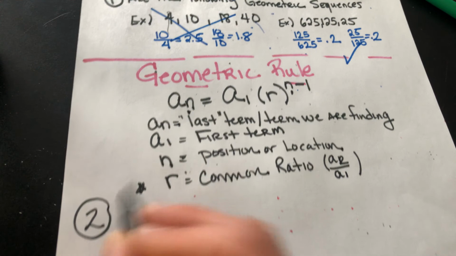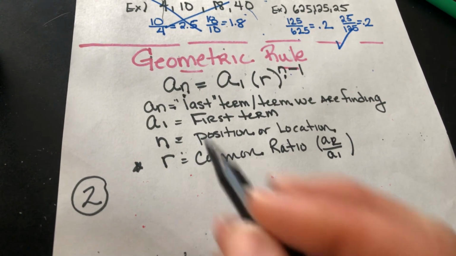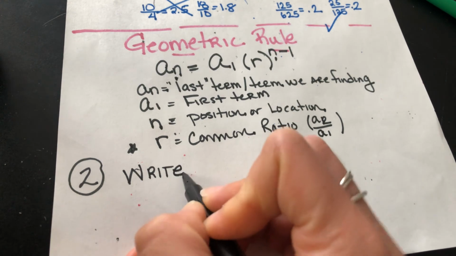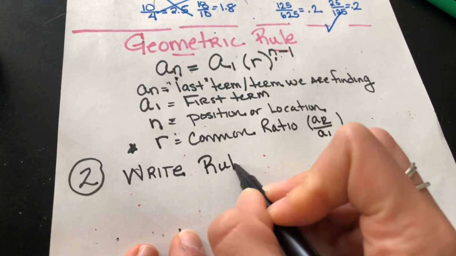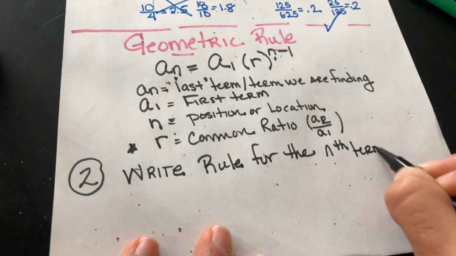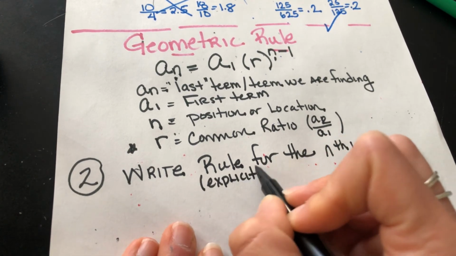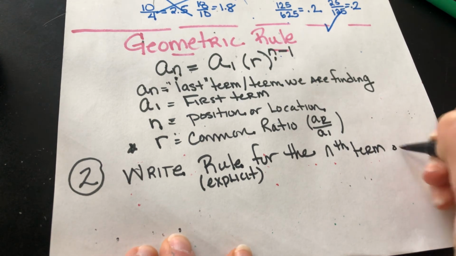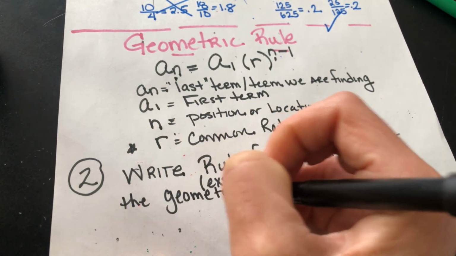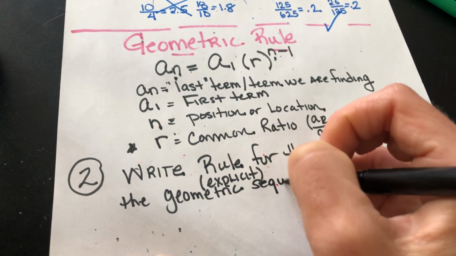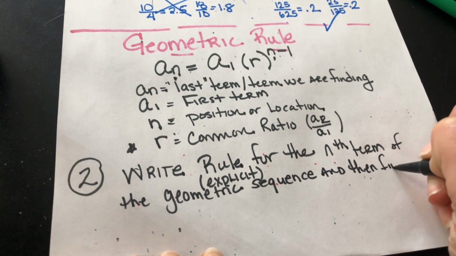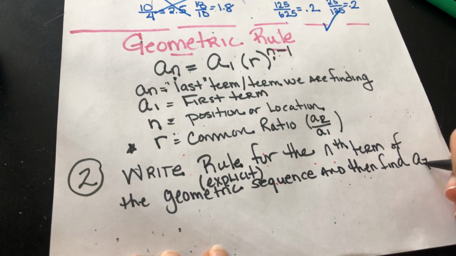So I'm going to label this number 2. You are going to use this as number 2's example in your homework. We're going to do 2 of these again so you guys can get the idea of the question. So here we go. It's just like arithmetic. I'm going to say to write a rule for the nth term, again, rule meaning explicit. That'll make more sense when I teach you the other one. Of the geometric sequence. You could say, and then find, we'll say a sub 7. So that means your 7th term.